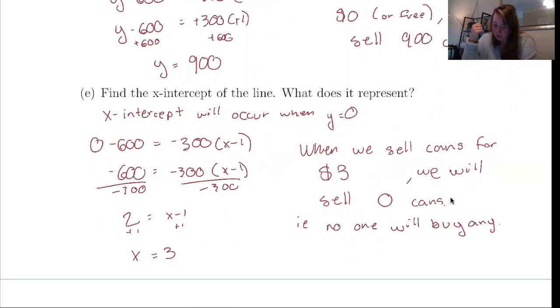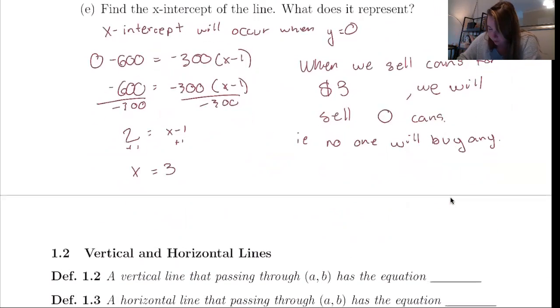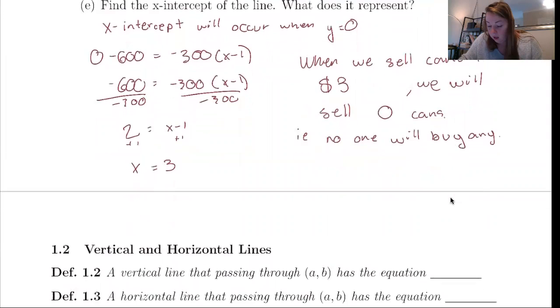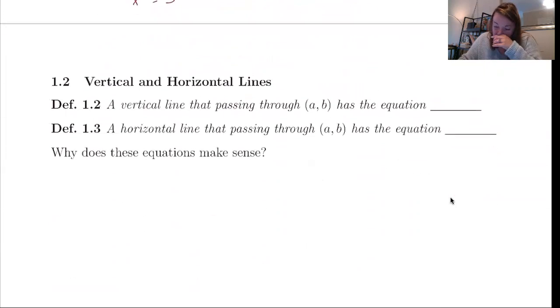Okay. I think that's all for that example. It's a pretty cool example, I think, like figuring out what the x-intercept and the y-intercept mean in terms of the problem. And I think this is also similar to a homework problem that you guys will have. All right, so vertical and horizontal lines.